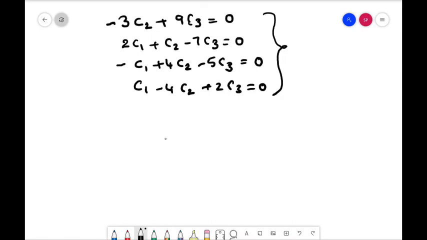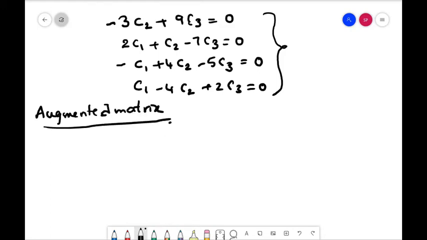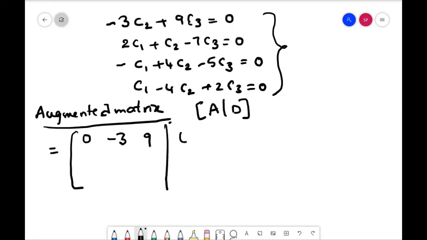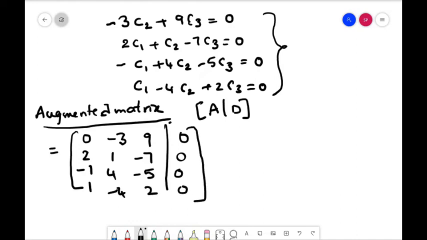So write its augmented matrix. So that is A|B is equal to, how do you write it? What is the C1 coefficient? 0, then minus 3, 9, and then here it is 0. Then 2, 1, minus 7, 0. Minus 1, 4, minus 5, 0. 1, minus 4, 2, 0. This is the augmented matrix we got here.